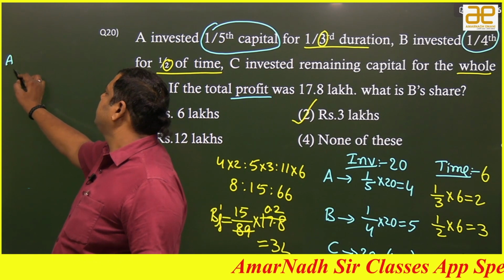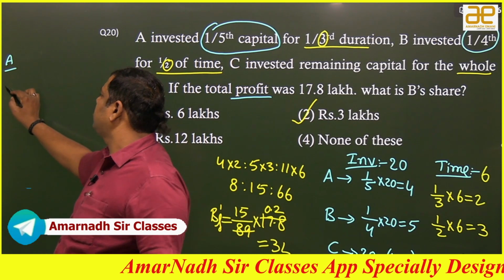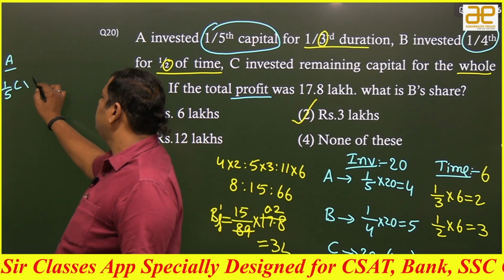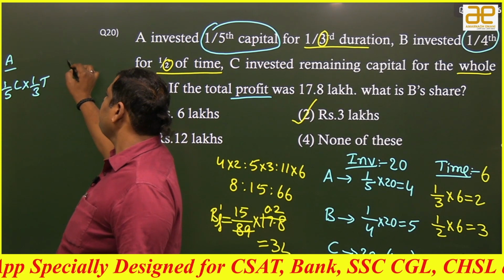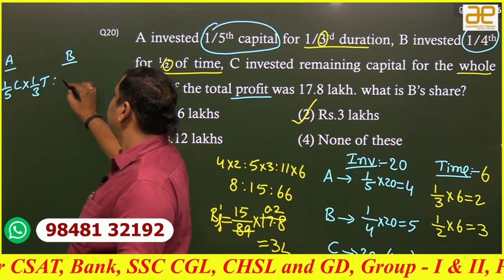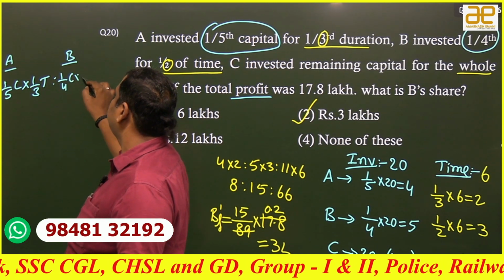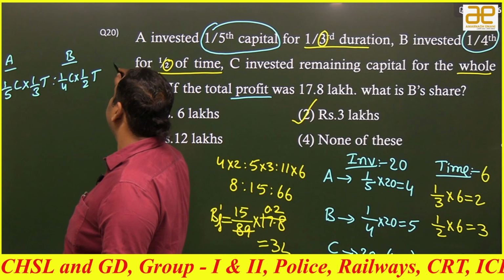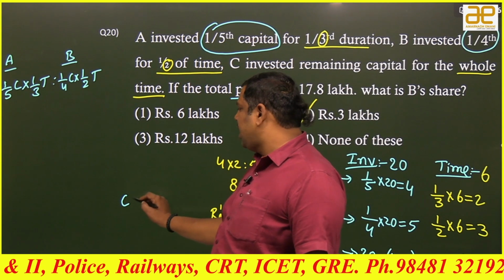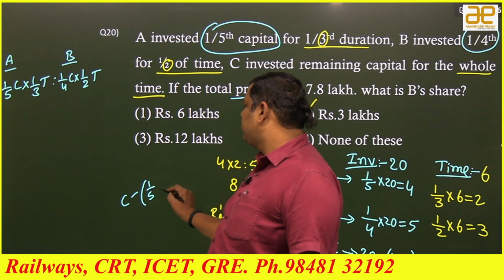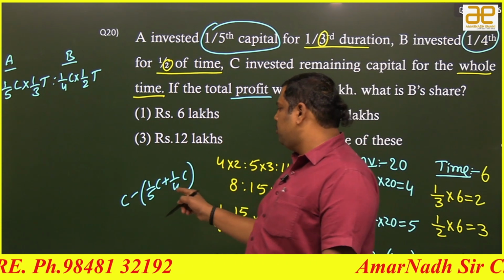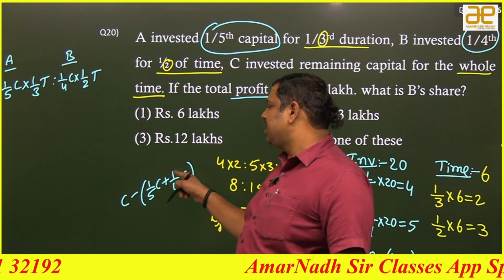Okay. So A's investment is 1/5 of the capital. So 1 by 5 into, let us take the total capital as C rupees, and the duration is 1/3 of the time. Coming to B, B invested 1/4 of the capital for half of the time. C invested the remaining capital. This one you have to observe. Let the total capital be C rupees. From that I have to subtract 1 by 5C plus 1 by 4C, because the remaining is the one. So 5 and 4, sorry, 4 and 5, 9 by 20C.